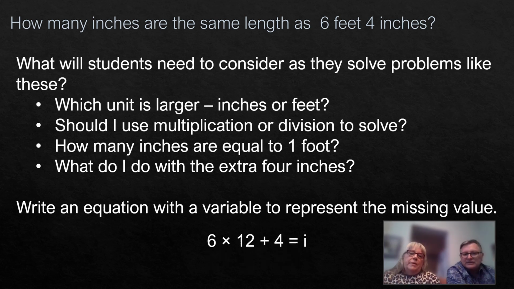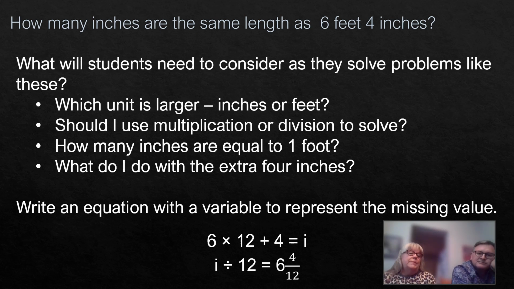Right? So in my equation, I not only have to multiply 6 times 12, but I have to also add those extra 4 inches. Yes, and they need experience where they have multiple operations in the equation, which connects to multi-step. Correct. So if I'm going the opposite direction, I have my total number of inches, I'm dividing by 12, and I'm going to get a quotient of 6 4/12. Yes, and again, both equations. Correct.